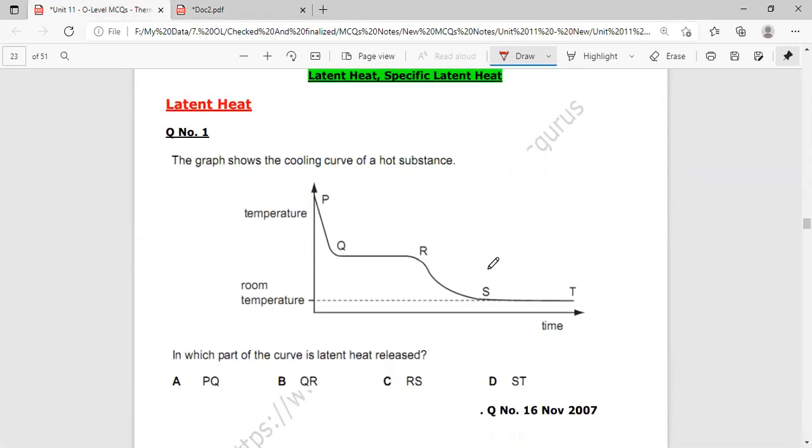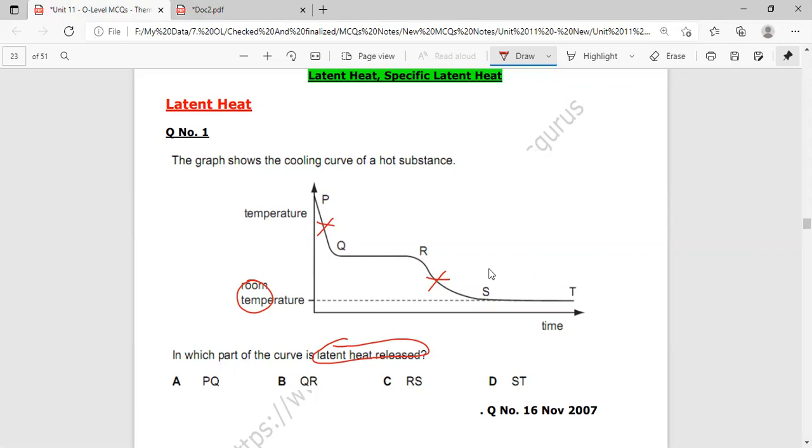The graph shows the cooling curves of the substance. In which part of the curve is the latent heat released? This cannot be the correct option, P to Q, since a single state is there, and this as well, since a single state is there. Now we have to select from Q to R and from S to T. Since S to T is related with the room temperature, it means no heat is being released when the substance reaches the room temperature, that is, temperatures are being equal or the body will be in thermal equilibrium.